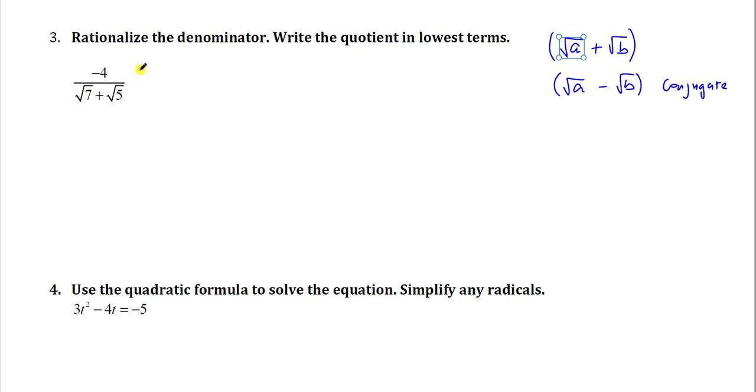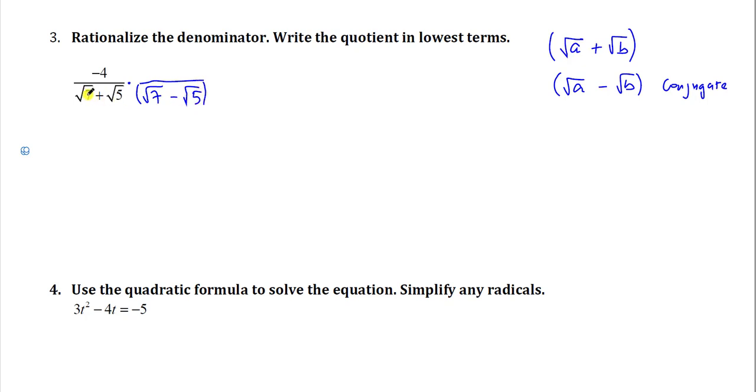We must multiply the top and the bottom by the conjugate. Remember, if you multiply something to the top, make sure we do the same thing to the bottom. Let's multiply the top and the bottom by the conjugate. The conjugate of square root of 7 plus square root of 5 is just the square root of 7 minus the square root of 5. The minus sign and the plus are changing right here. Make sure the conjugate has the opposite sign in between the two radicals.